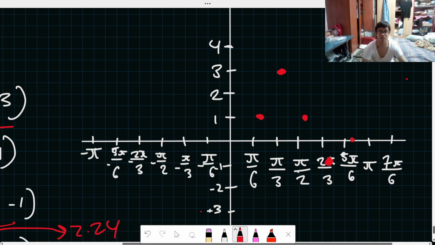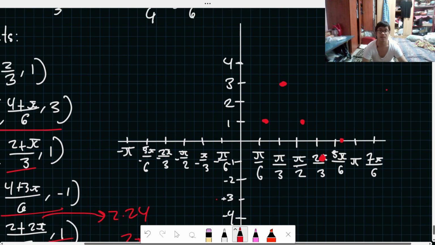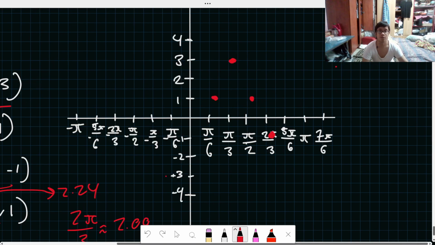2.76 is just here. Then plot its y value, which is 1. So that means it's here. It's here. So therefore, it would be here. That's it.